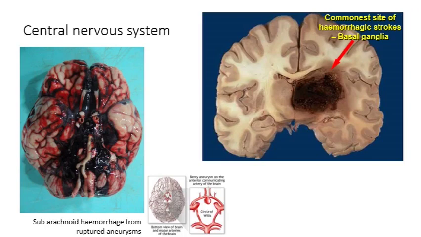You may remember from your brain anatomy that the brain is covered by certain types of meninges, and the arachnoid mater is one such layer of meninges, which basically conveys most of the blood vessels. So when there is a sudden subarachnoid hemorrhage, that generally causes a rapid and fatal death.